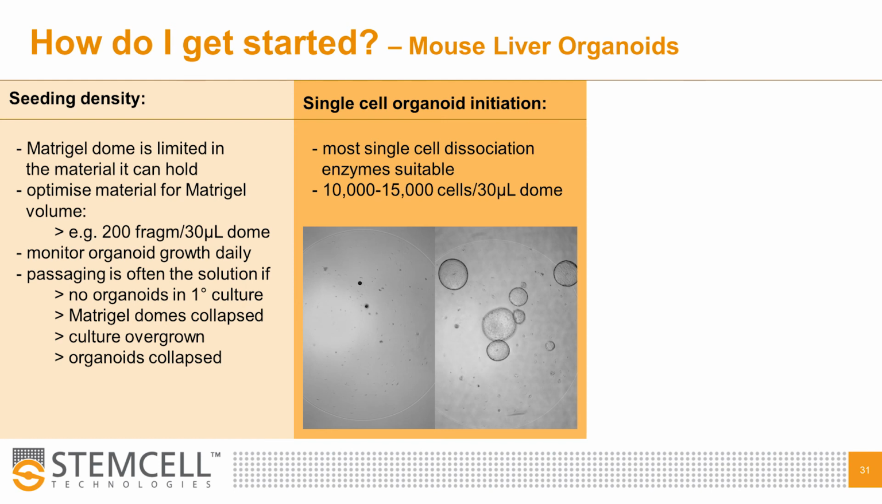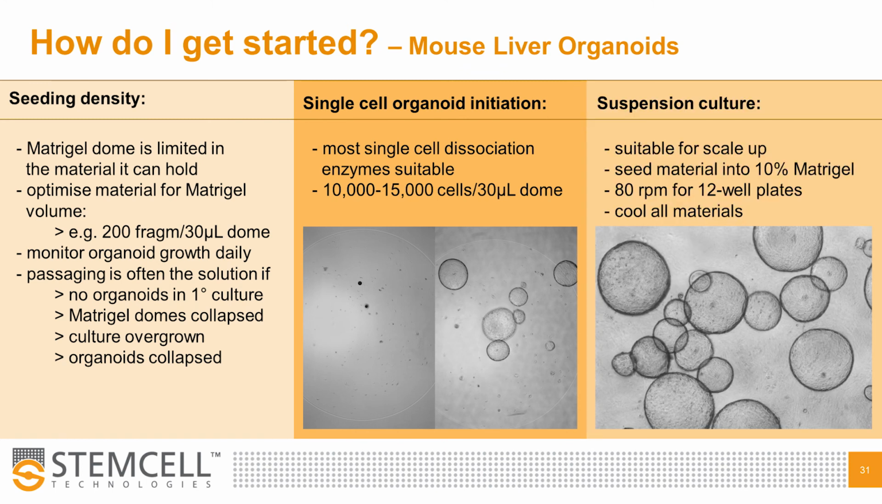In regards to setting up cultures based on single cells, most single cell dissociation enzymes are suitable, and we recommend the seeding of 10,000 to 15,000 cells in a 30 microliter matricial dome. We also recommend the addition of ROCK inhibitor for the single cell cultures.